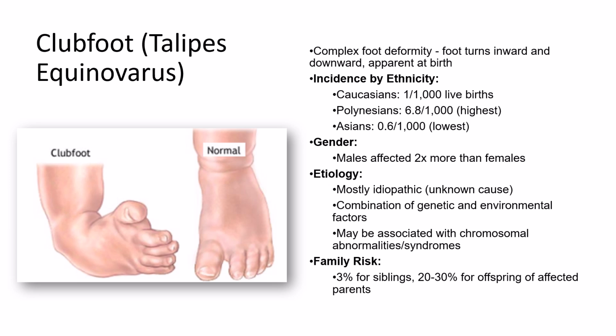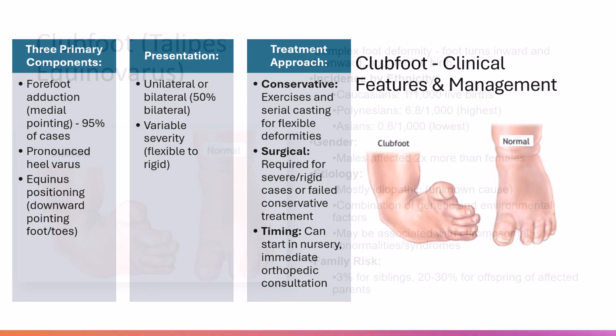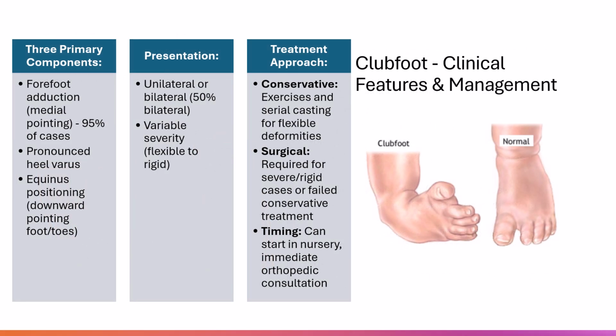While most cases are idiopathic, with no identifiable cause, it likely results from combined genetic and environmental factors. Family history is significant, with 3% risk for siblings and 20 to 30% risk for children of affected parents. Clubfoot presents with 3 characteristic components: forefoot adduction, where the foot points medially, seen in 95% of idiopathic cases, pronounced heel varus and equinus positioning, with downward pointing of the foot and toes. The condition can be unilateral, but is bilateral in about half of cases.